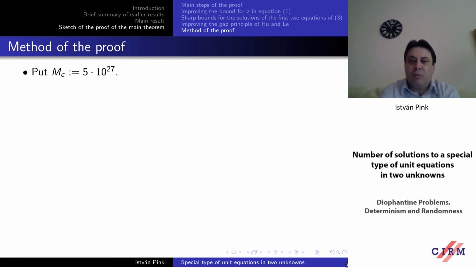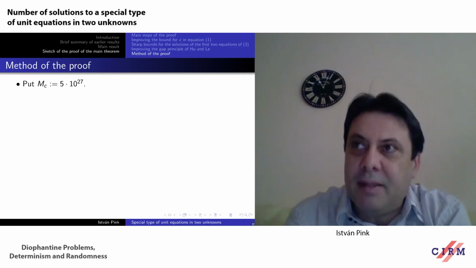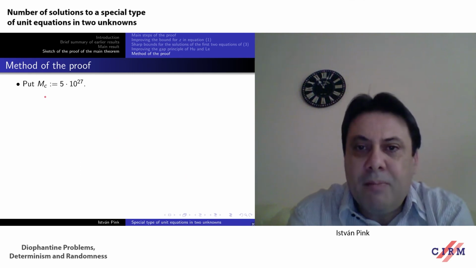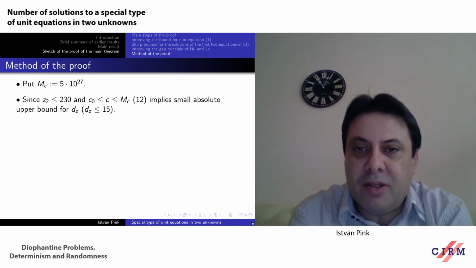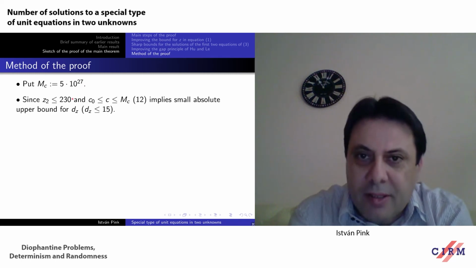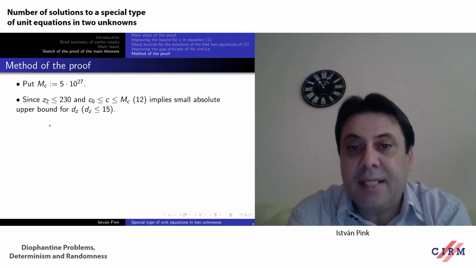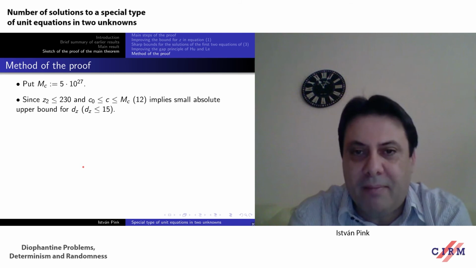And now how to proceed? We apply this gap principle many times. We put MC to be the initial Baker-type bound. Since Z2 is at most this small constant here, and C is between C0 and MC, then our gap principle in the first step implies a small absolute upper bound for the difference Z2 minus Z1.